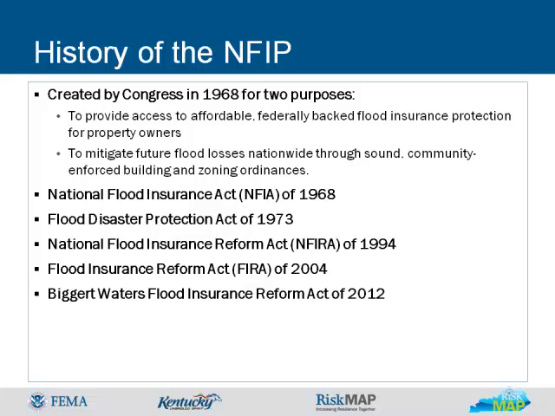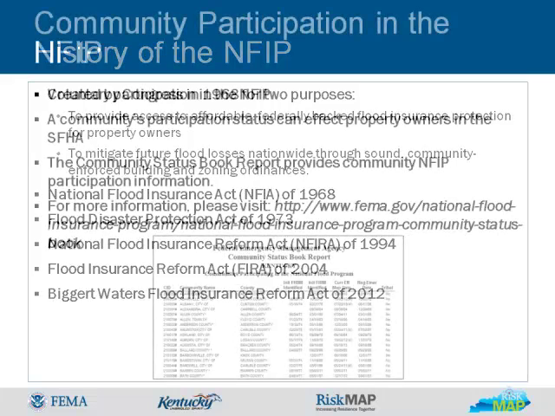As mentioned earlier, Congress enacted the NFIP in 1968. Since then, the NFIP was broadened and modified with the passage of the Flood Disaster Protection Act of 1973 and other legislative measures. It was further modified by the National Flood Insurance Reform Act of 1994 and the Flood Insurance Reform Act of 2004. The most recent modifications to the NFIP were enacted in the Biggert-Waters Act of 2012.